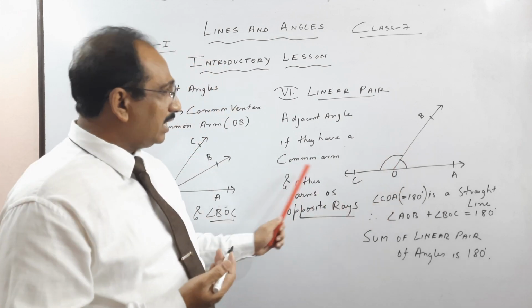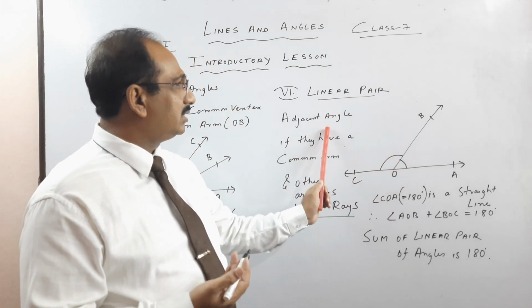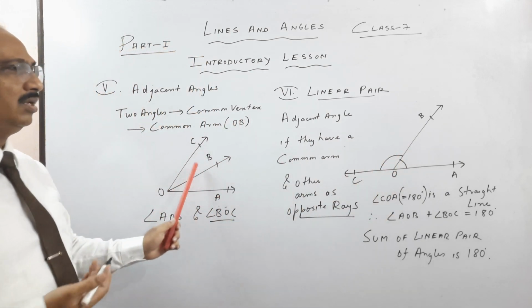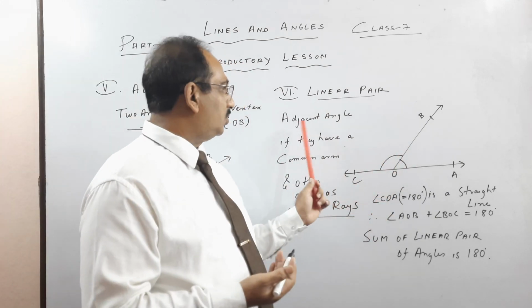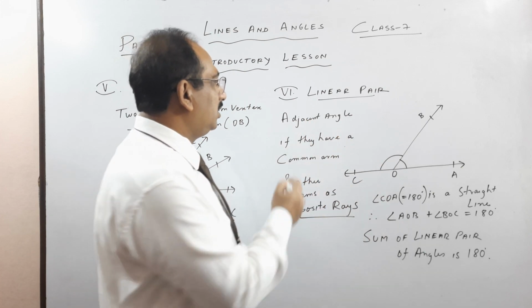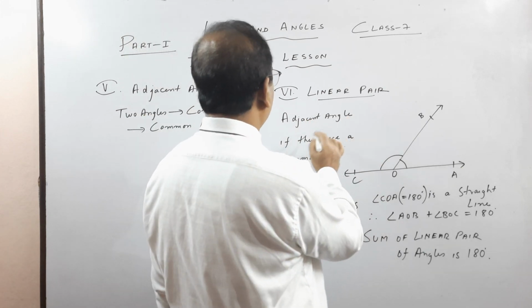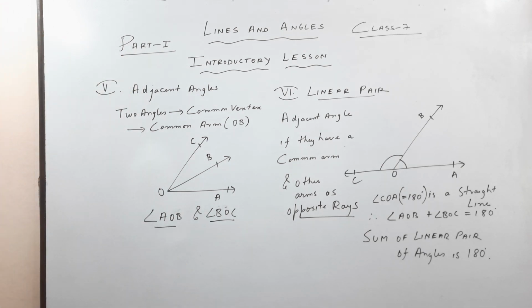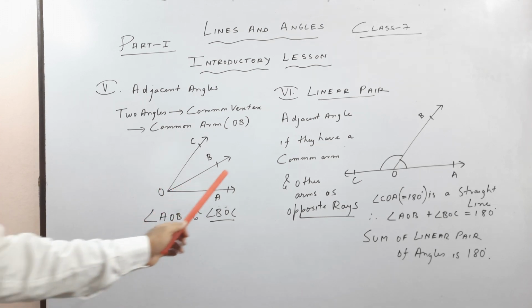When two angles have a common arm, definitely they are adjacent angles. Linear pair is an adjacent angle because they have a common arm. If you see, the vertex is also common, so they are adjacent angles. So linear pairs are adjacent angles, and they have a common arm.